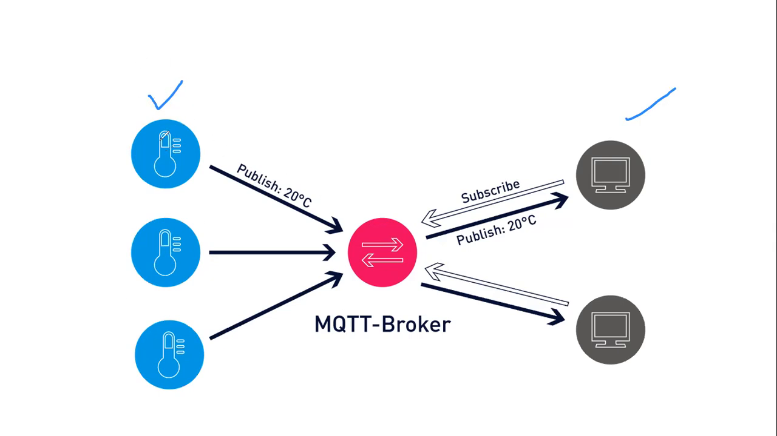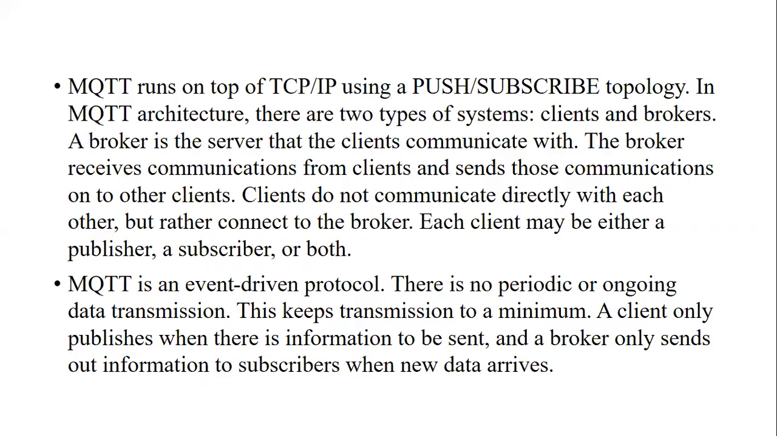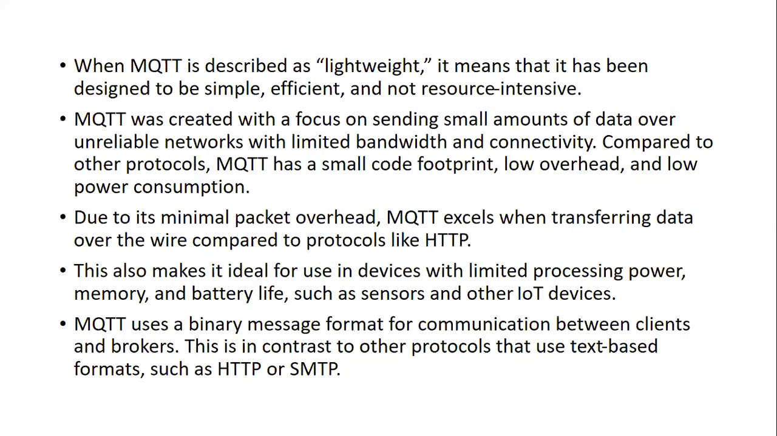Here the publishers are temperature sensor nodes, and these nodes publish the temperature. Whenever the MQTT broker receives the information, that information is sent to the subscriber. So this is the basic model. This is the basic working of MQTT.